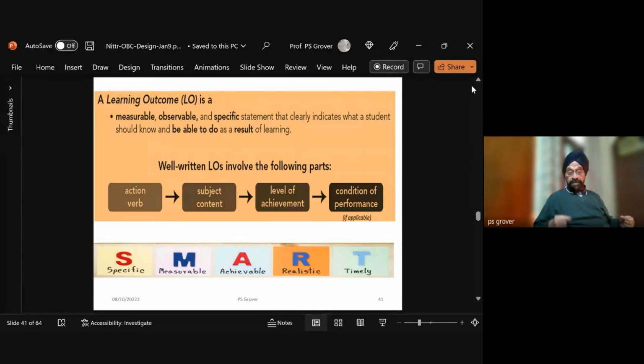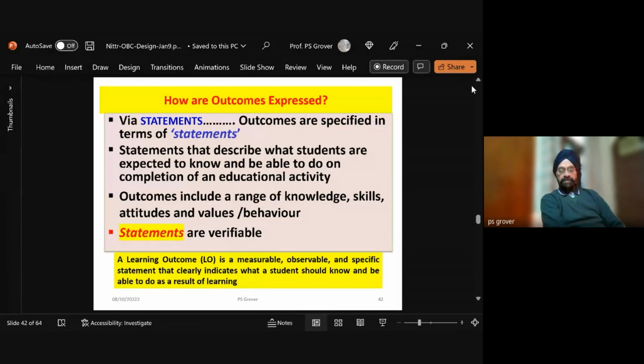Now, please hear: every curriculum will be based on POs, and the syllabus, which is a component of the curriculum, will have learning outcomes. Those learning outcomes are such that they are measurable. We sometimes say they should be specific to the context, measurable, and also achievable. Achievable means it should not be that you have done something that is not possible; it should be realistic and timely. It's just an example. So how are they expressed? Via statements. Outcomes are specified in terms of statements.